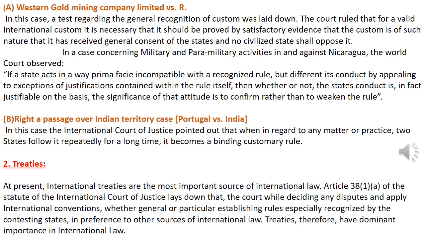At present, international treaties are the most important source of international law, which is present in Article 38(1)(a) of the Statute of the International Court of Justice. It lays down that the court, while deciding any disputes, shall apply international conventions, whether general or particular, establishing rules expressly recognized by the contesting states. In preference to other sources of international law, treaties have a very dominant importance in international law.